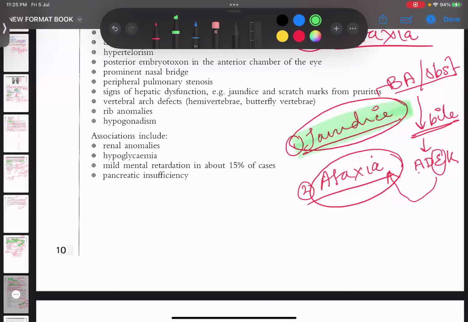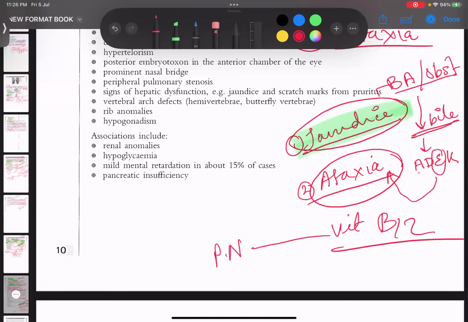They'll say the child had a history of jaundice or pruritus, and now is coming to you with ataxia. What is the cause? Vitamin E deficiency. The one you said, peripheral neuropathy, that is due to vitamin B12 deficiency.